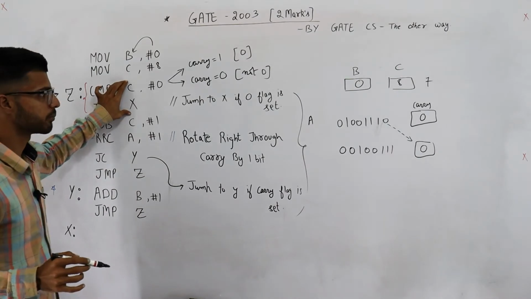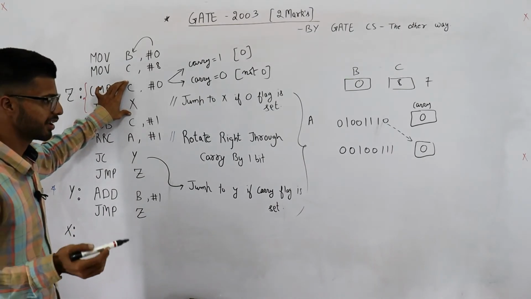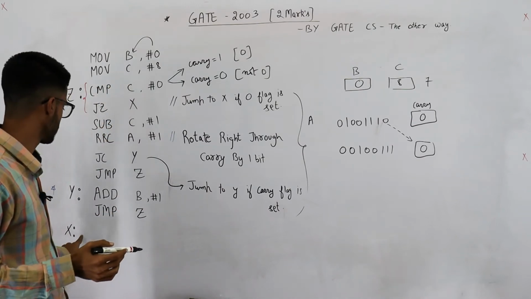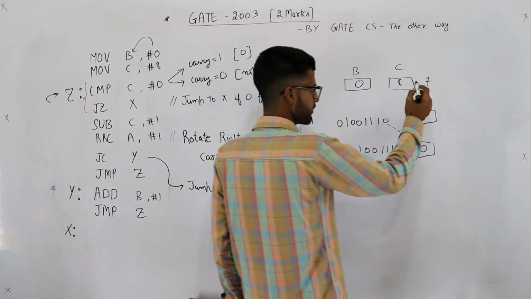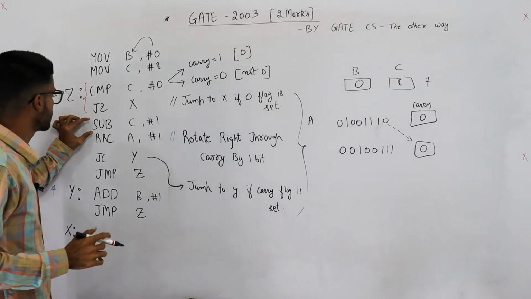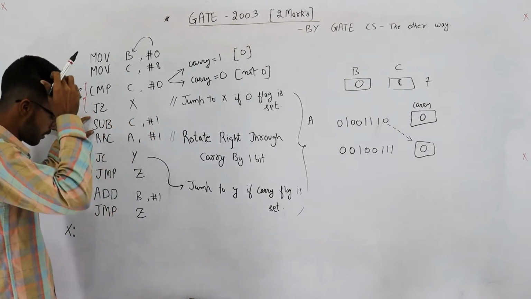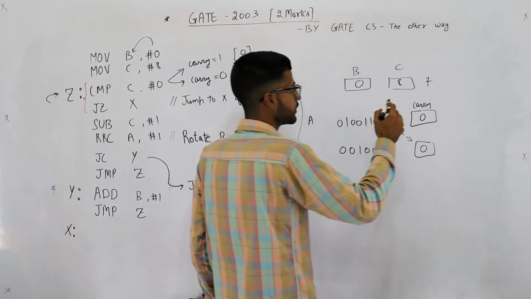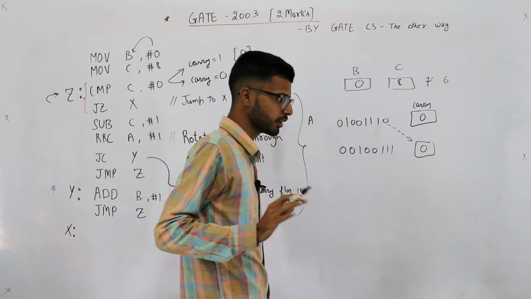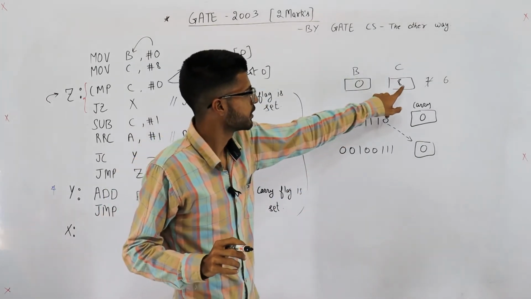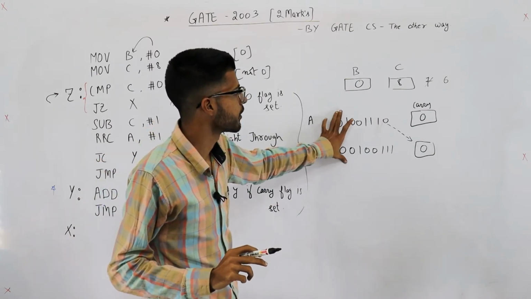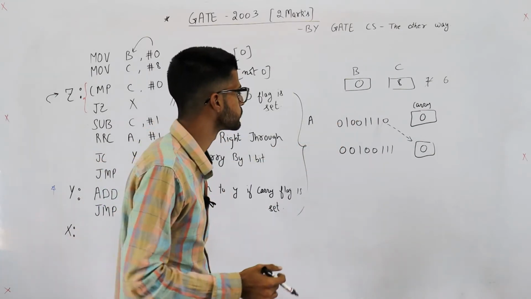Now again we need to compare C with 0. If it's 0, then we will go to X, this line. But C here is 7, which is not 0. So we don't need to jump. Next one is SUB C, 1. That means again decrement C. C now becomes 6. I think you are getting the point. This one is that loop variable. Each time we decrement it by 1, and this is the body of the loop. We keep on repeating this loop.